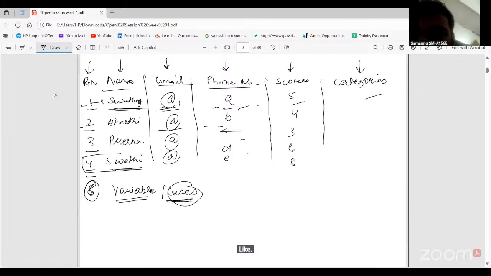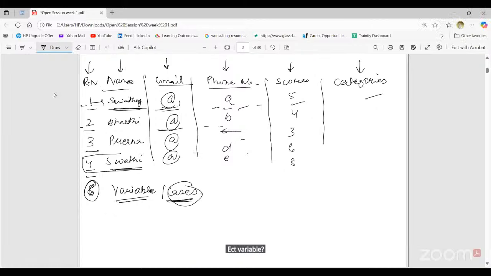Then that won't be a variable, because it would be considered a constant. No, if a new entry comes, they may have another city. So it's a variable. The nature of the city is variable, right?